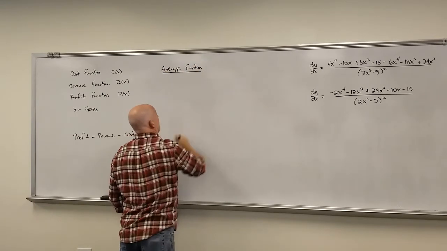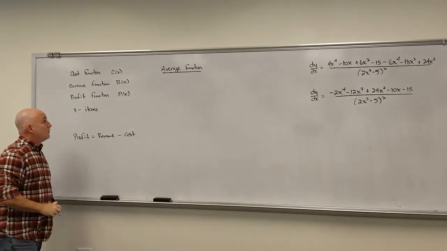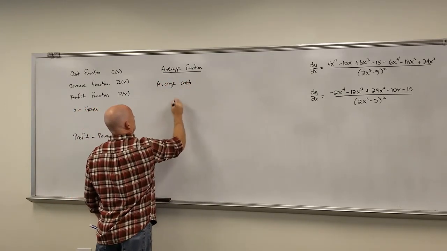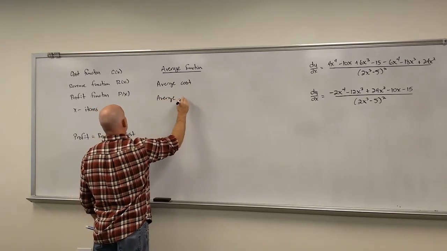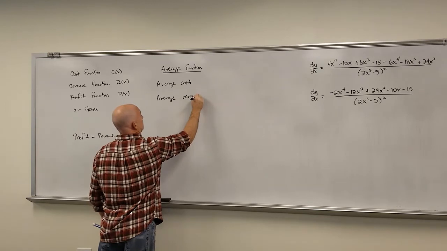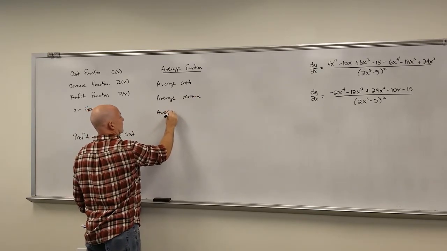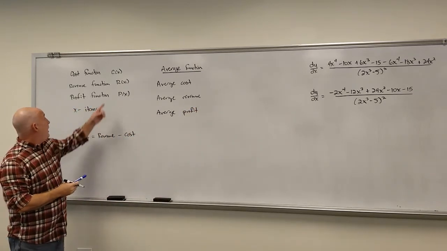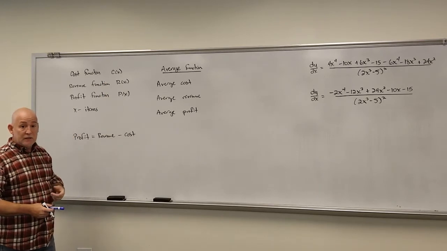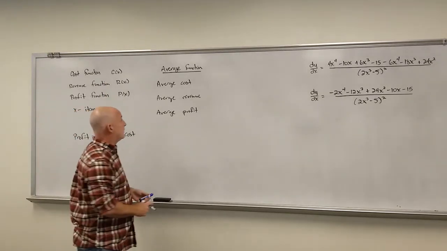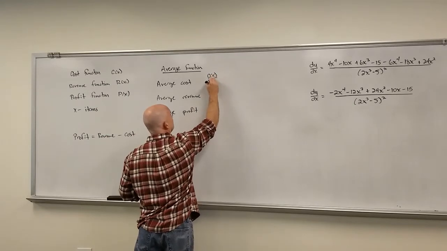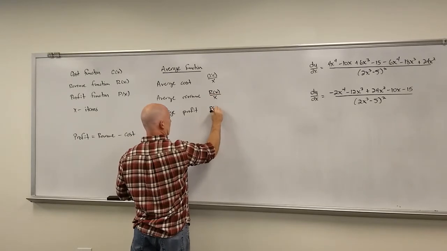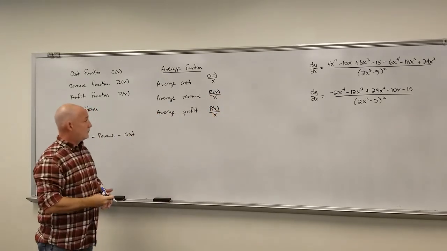I'm going to just call this the average function. So here, if I wanted the average cost, the average revenue, or the average profit, all you're going to do is just divide each one of these by how many items that you have produced or sold or whatever it is. So the average cost will be the cost function divided by X. The average revenue is the revenue function divided by X. And the average profit, of course, would be the profit divided by X.